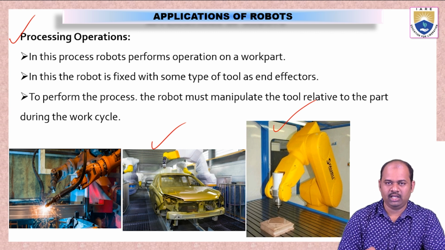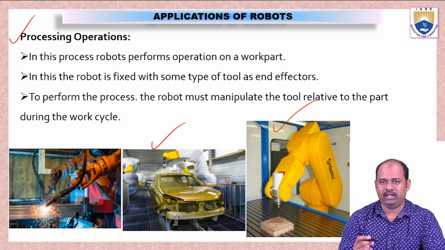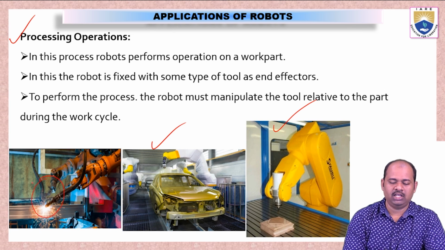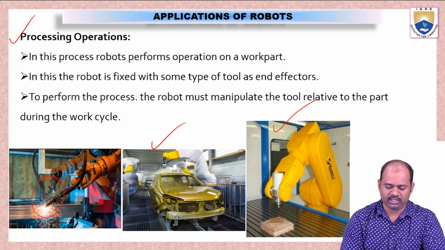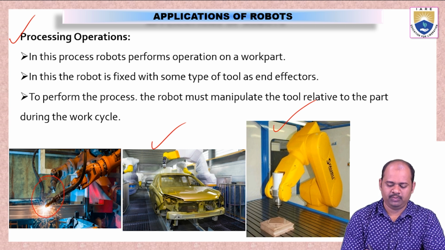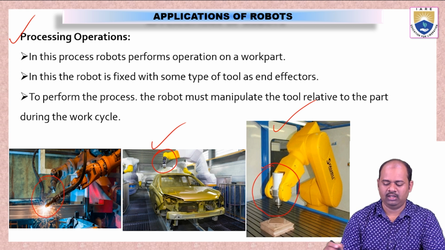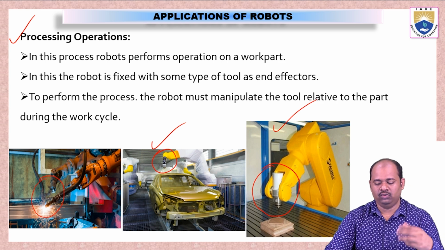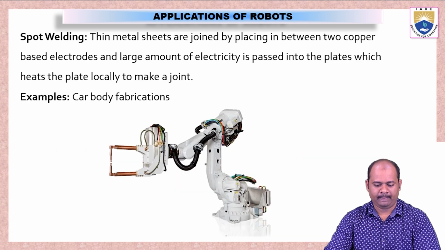So in all these three applications, we have three different types of tools attached to the end effector of the robot. In the first case, we have attached a welding electrode or welding torch. In the second case, we have attached a spray nozzle which sprays paint. In the third case, we have attached a drilling machine to the robot. So for doing different operations, we will use different types of tools.